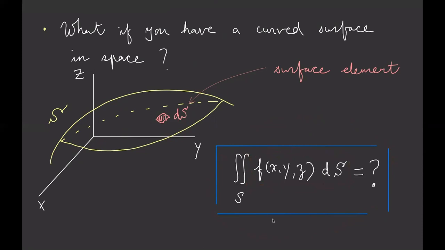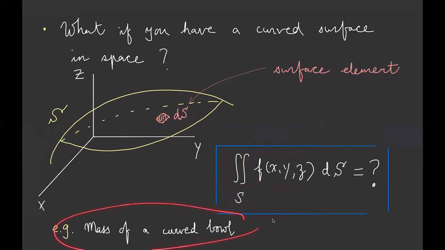Once again, we can make sense of this exactly as in the previous case. We can think of this as trying to find, say, the mass of a bowl. This S might be some sort of bowl made out of plastic whose mass is variable at different points. Then this is going to give you the mass of this little element over here, and then you add everything together. That's what you want to do. So the mass of a curved bowl would be a typical application of an integral of this form.